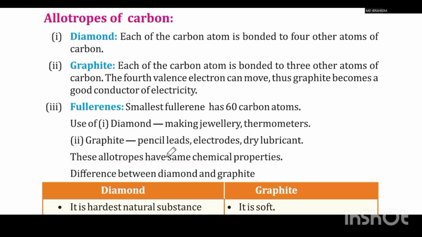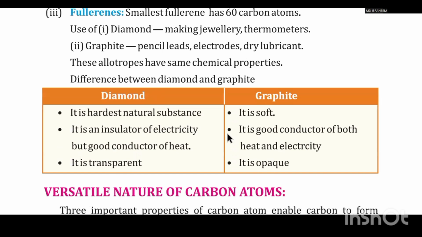But graphite and diamond are the most important among them; fullerene they will not ask you. So you must know at least 2 or 3 differentiating points between the diamond and the graphite. Let me explain to you. You know that diamond is the hardest natural substance, but graphite, opposite, is soft. You are using it in your pencil. The graphite is very soft.